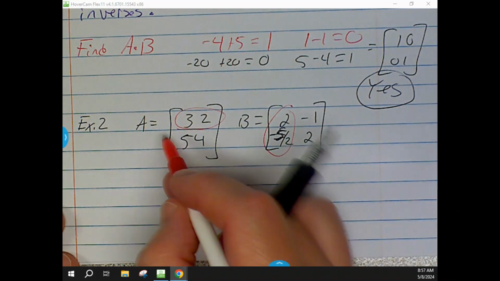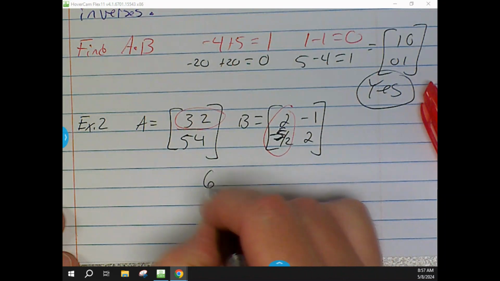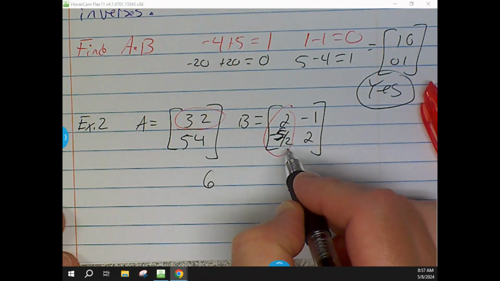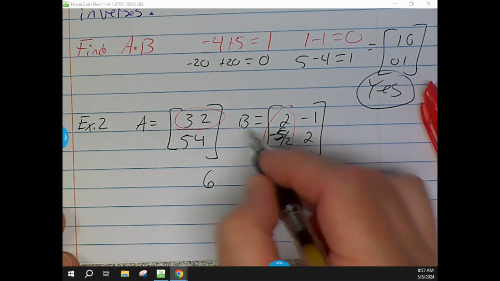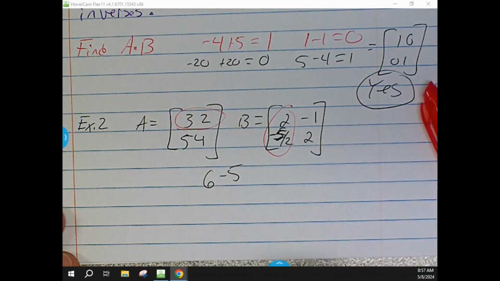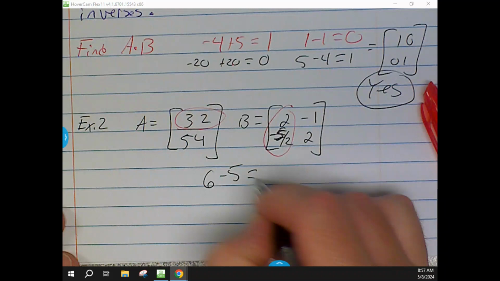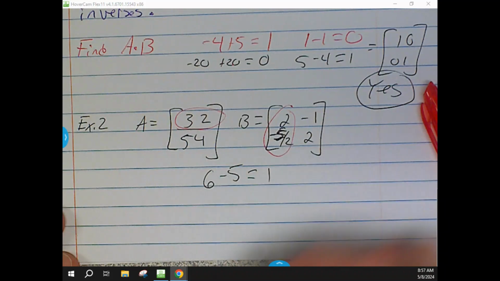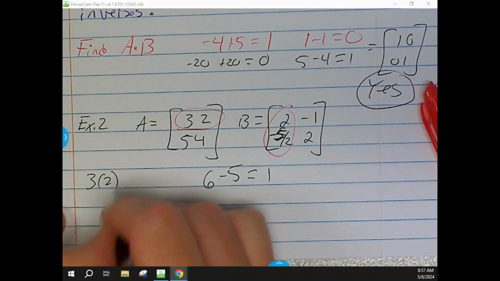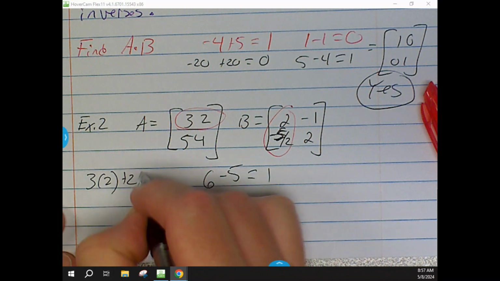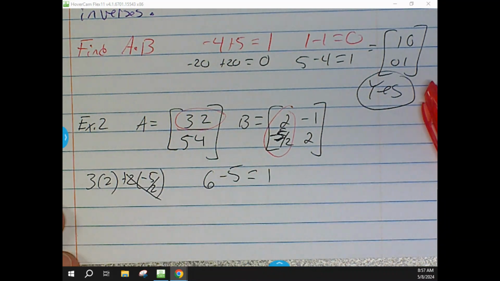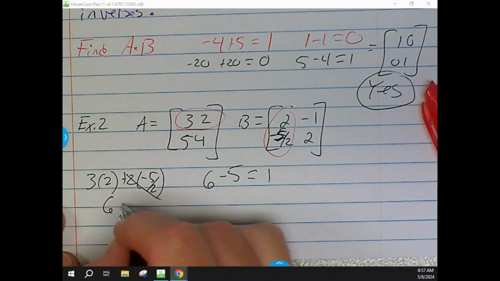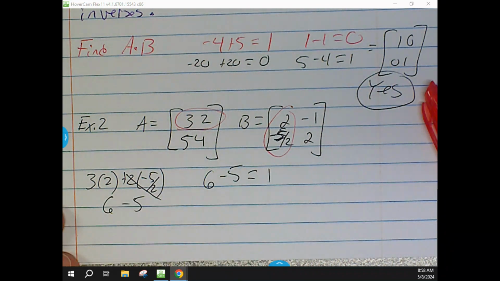So we've got 3 times 2 is 6. We've got 2 times -5 over 2. Would the 2's just cancel? The 2's would just cancel. So it's -5. 6 minus 5 is 1. So we got 3 times 2 and then plus 2 times -5 over 2. Again, the 2's will cancel. So it's 6 plus -5 or just 6 minus 5. Okay, so the first number is 1, so we're good.